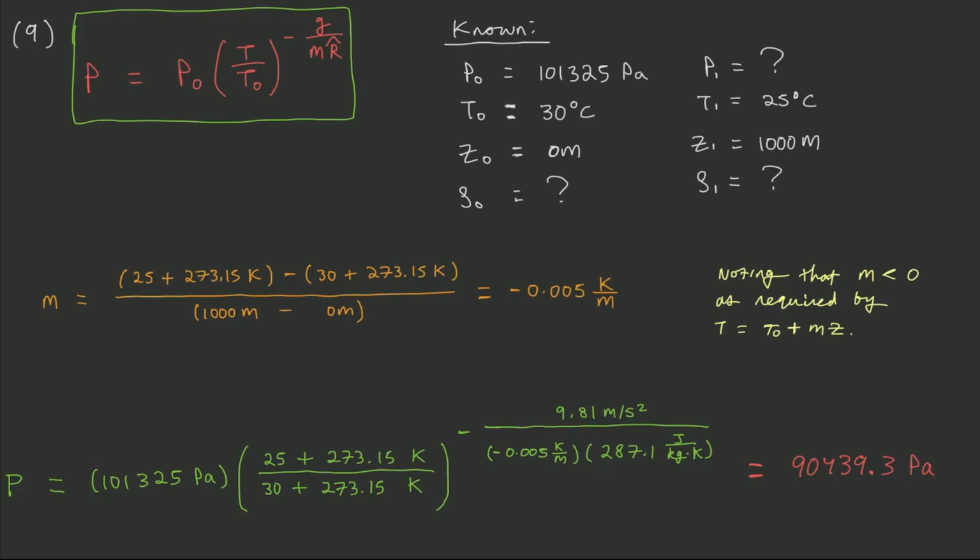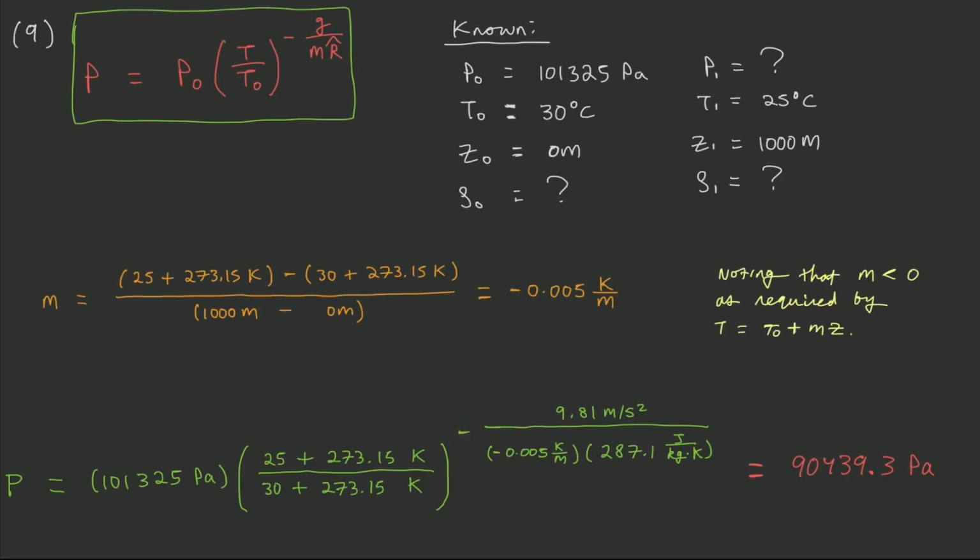So here we have our temperature T, or our temperature at our arbitrary Z, is 25 degrees Celsius. And so we have 25 plus 273.15 Kelvin. And then we divide that by T naught, or our temperature at our reference level, which is again 30 degrees Celsius. So 30 plus 273.15 Kelvin. And then we're putting that to the power of negative G over M R hat.